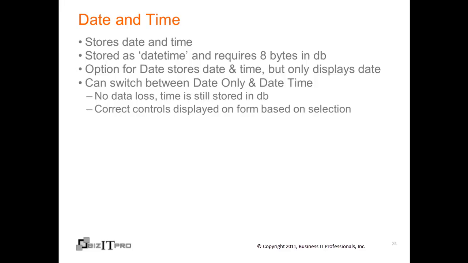The date and time attribute type stores the date and time. It requires 8 bytes in the database. The option for date only stores the date and time but only displays the date. So that means you can switch between date only and date time formats, and there's no data loss because the time is always stored in the database. It just determines which controls are displayed on the form based upon the selection that you make.